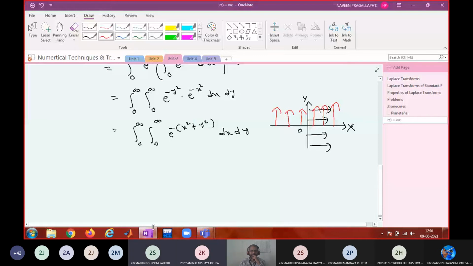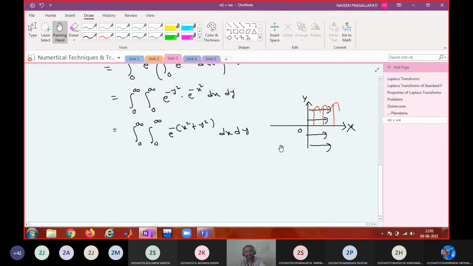Yes, sir. There is a lot of disturbance on your side. I'm asking, you just simply answer. I'm asking what is the region of integration of this integral? x varying from 0 to infinity, y varying from 0 to infinity. So what is the common intersection? Is it not the first quadrant? Yes, sir. Okay, so the region of integration is the first quadrant.